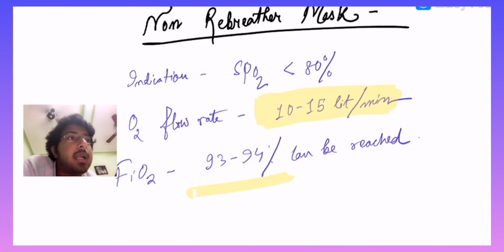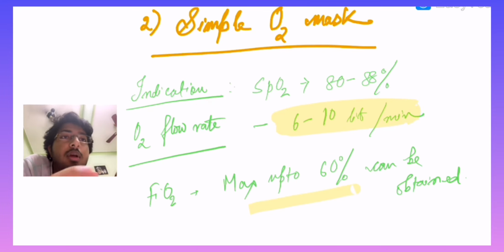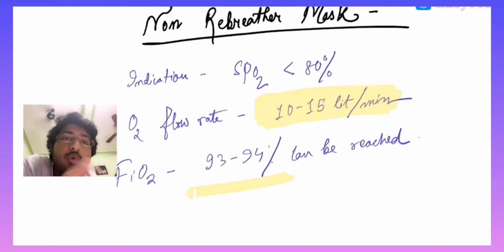Again, I am rewinding. For the oxygen nasal cannula, maintain the oxygen flow rate between 2 to 6. For the O2 mask, maintain it at 6 to 10 liters per minute, and for the non-rebreather mask, that is the O2 bag along with it, maintain the oxygen flow rate between 10 to 15 liters per minute. So I hope this will be very much helpful.